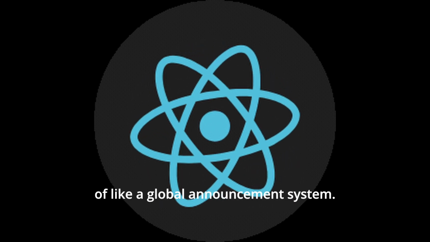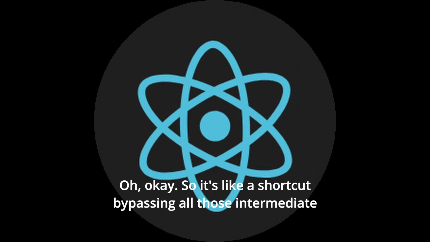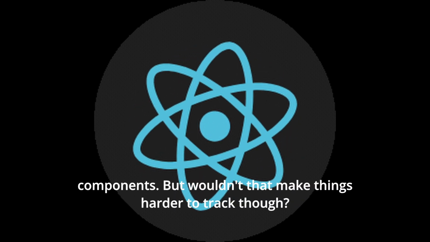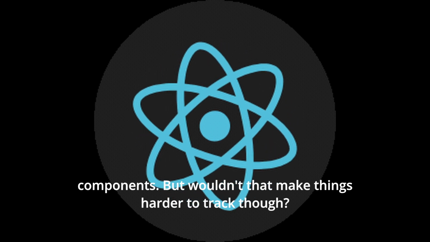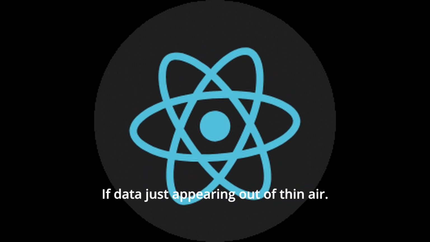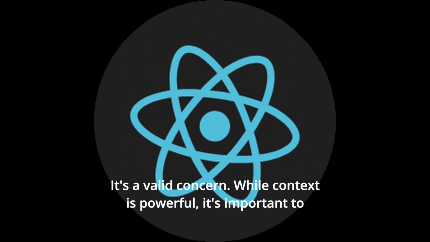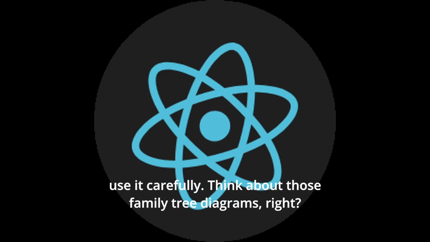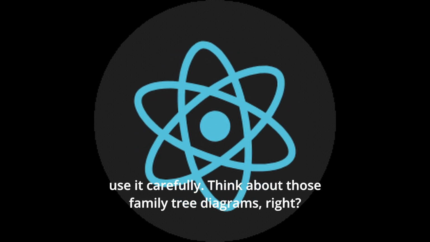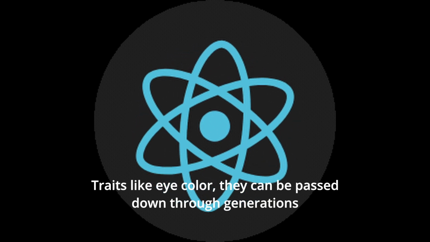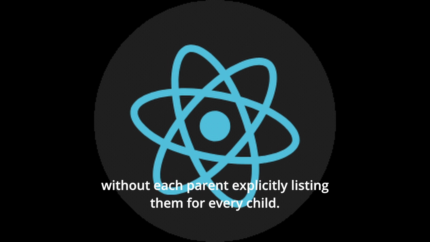Think of it kind of like a global announcement system. So it's like a shortcut, bypassing all those intermediate components. But wouldn't that make things harder to track, with data just appearing out of thin air? It's a valid concern. While context is powerful, it's important to use it carefully. Think about those family tree diagrams, right? Traits like eye color can be passed down through generations without each parent explicitly listing them for every child.